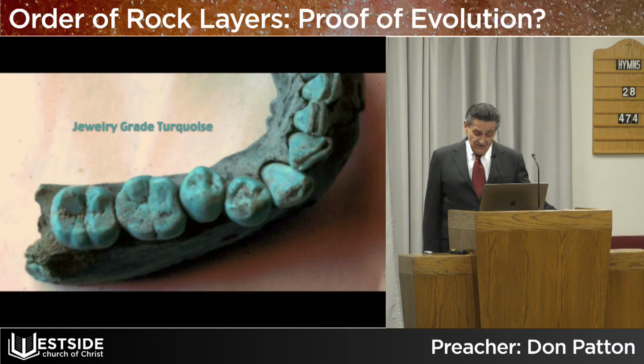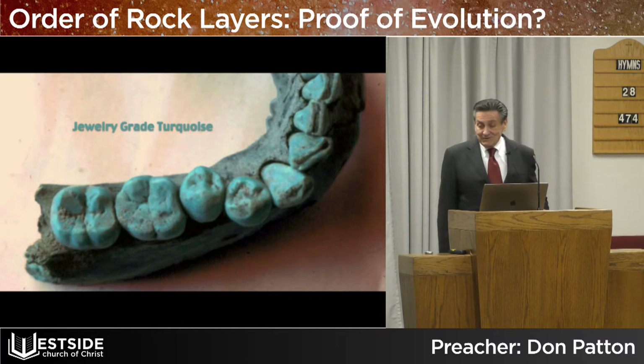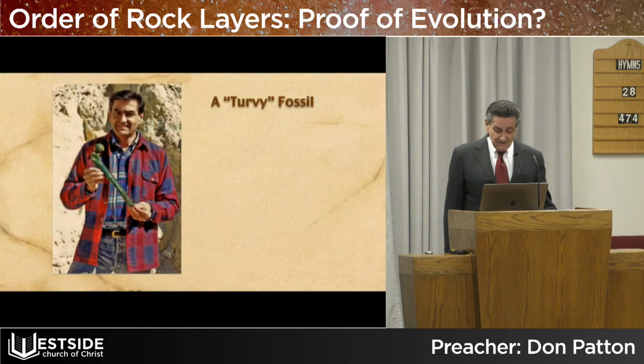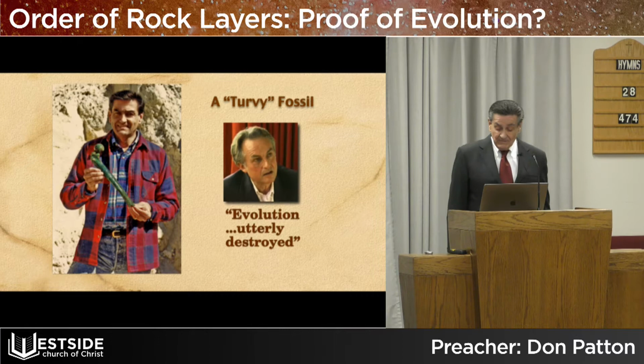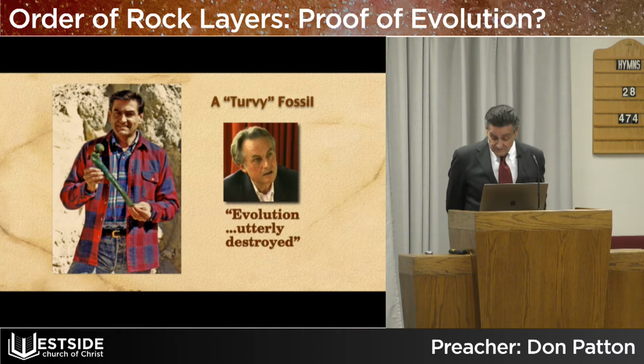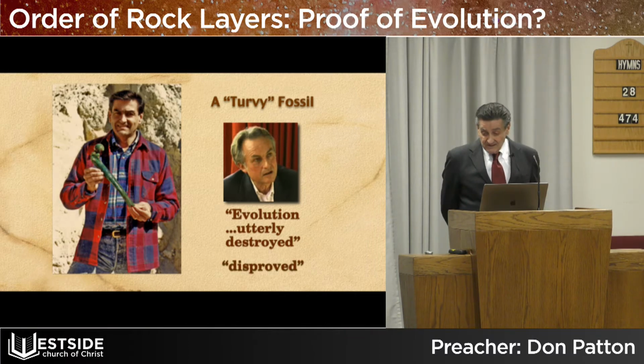Some of it is very interesting. Here's jewelry-grade turquoise that's completely replaced, down with the dinosaurs. So that's a out-of-place fossil, that which would utterly destroy, according to Mr. Dawkins himself. It would disprove evolution, is his term.